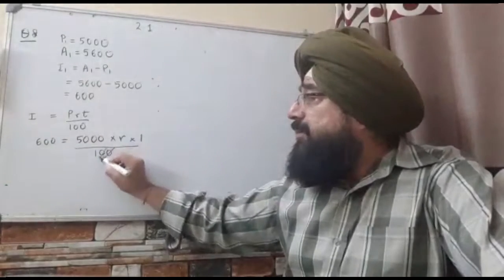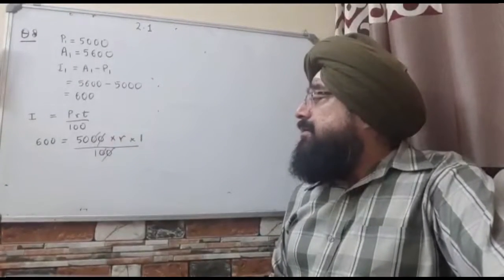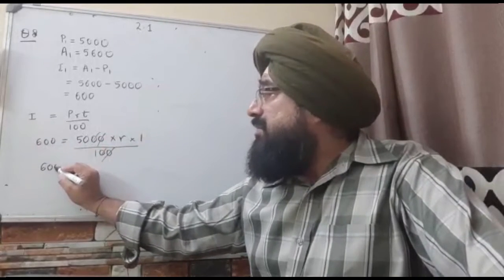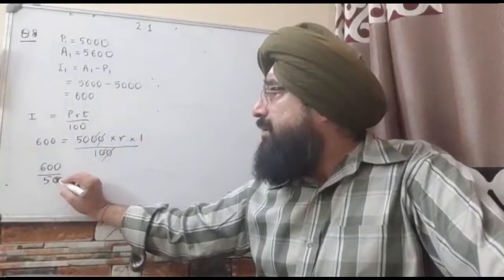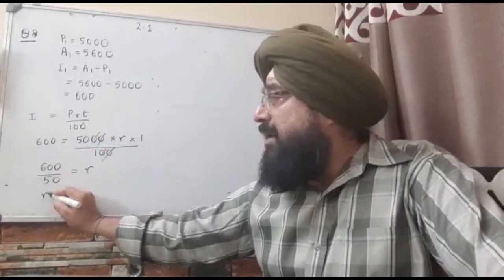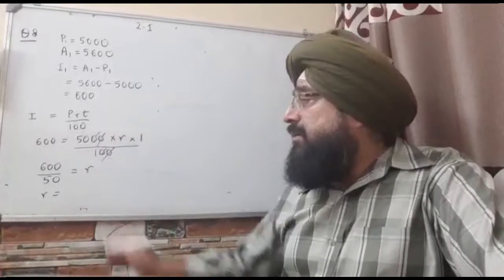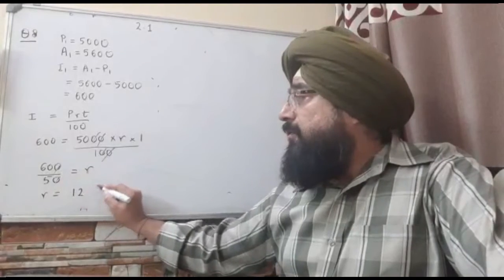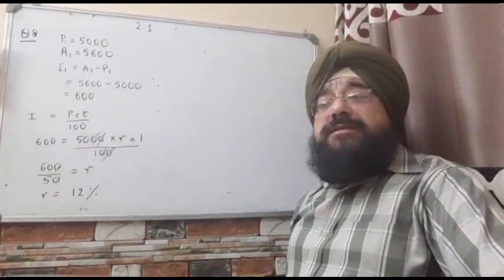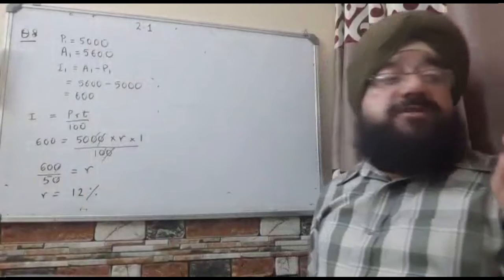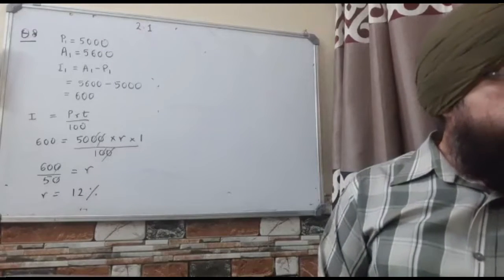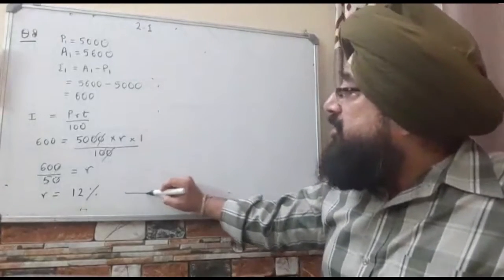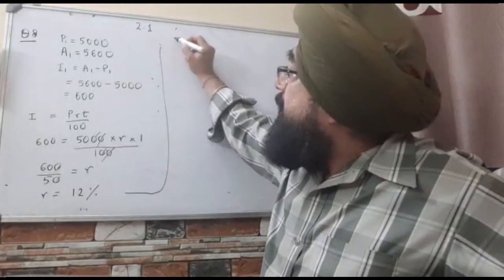You can see, you can cancel 2 zeros here. R into 1 is R only, and 50 goes on the other side and divide. So 600 divided by 50 is equal to your R, isn't it? So R becomes what? You can easily play with it. 0, 0 cancels. 5 ones are 5 and 2, 12%. This is the rate. You have calculated the first part, that is the rate of interest per annum, and now you are on your voyage to calculate the second part.